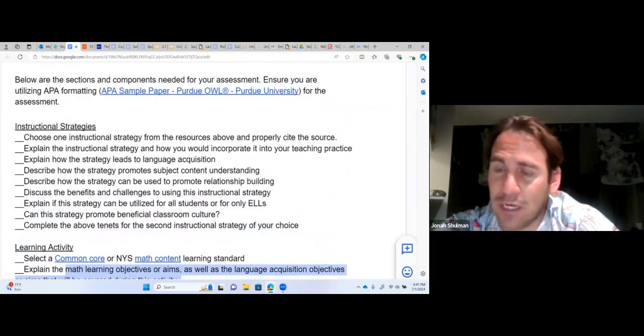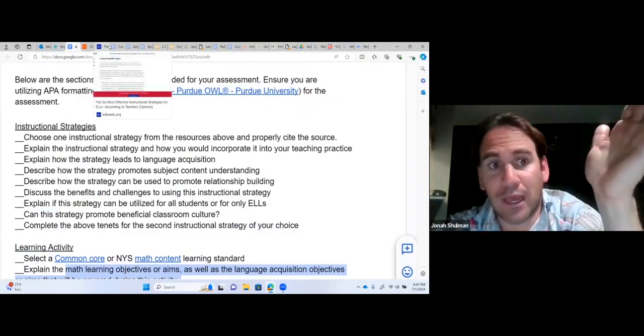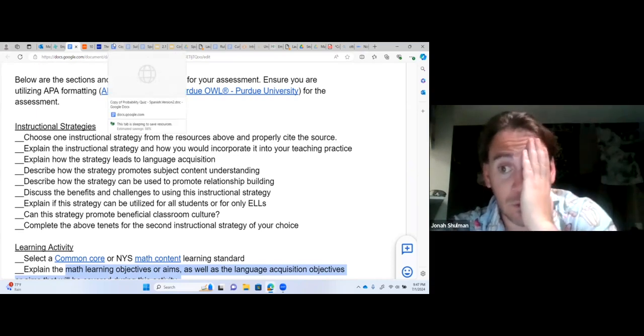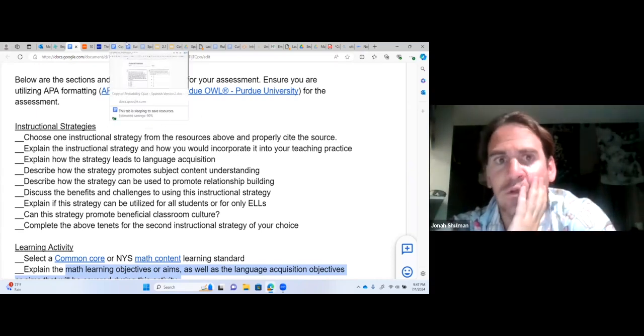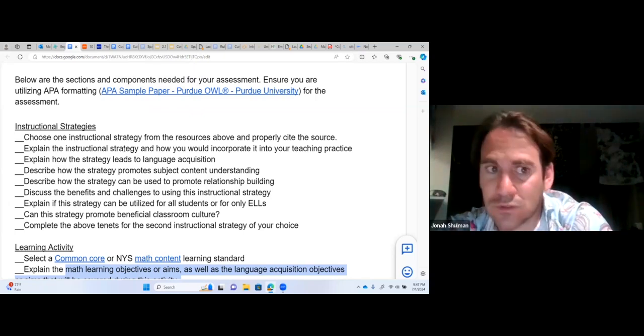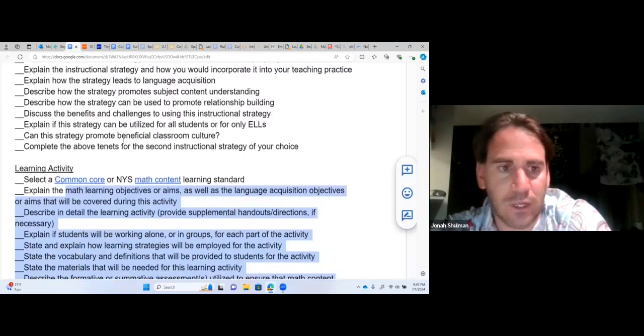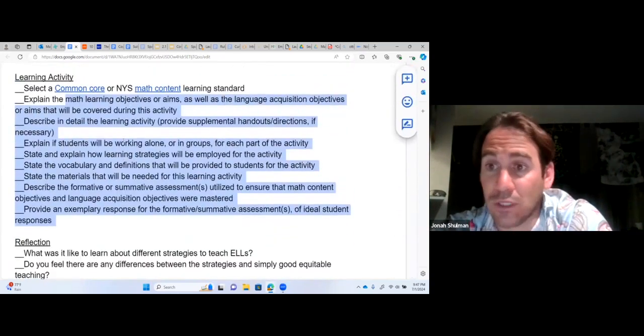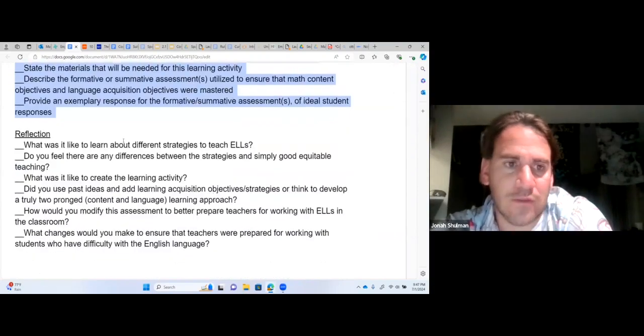So you make two strategies. You can do one like mine, the vocabulary, right? You could do one where you're like, I'm going to translate a test, or you can be like, I'm going to do a talk wall type. But whatever strategies you want to use, pick two. Okay, then you make a learning activity. It could be a whole lesson or just an activity. And then here's a reflection.